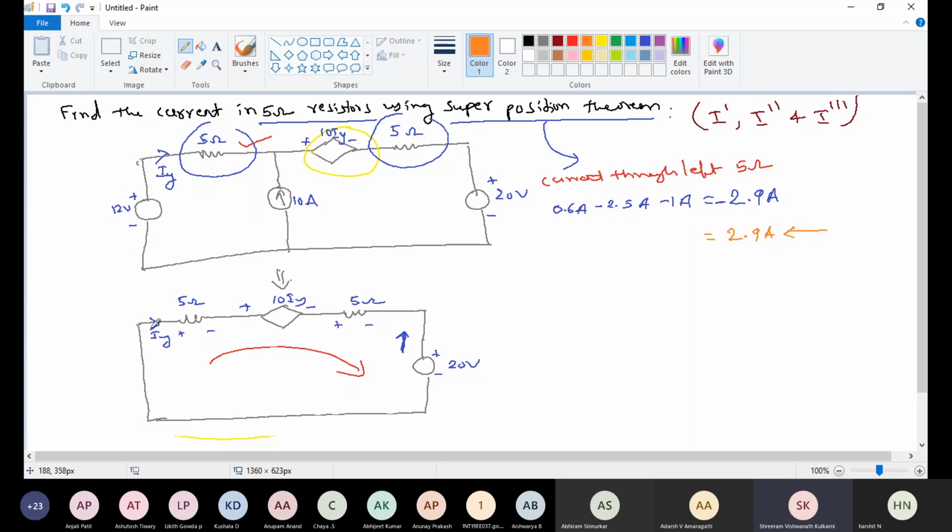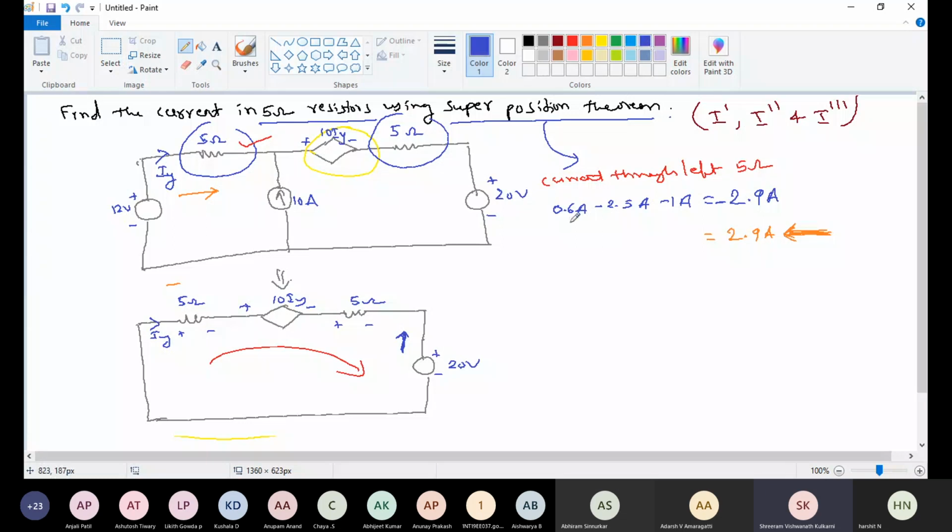Here you see current IY is in this direction. Here, this main diagram you can see current IY is in this direction. So now we got minus 2.9. To make it positive, I can write plus 2.9 in this direction. Agree?